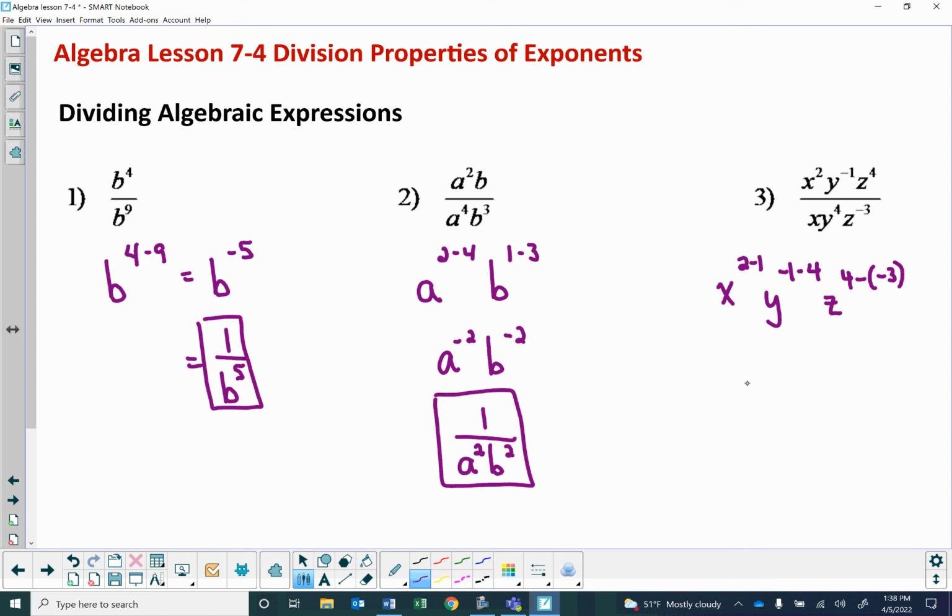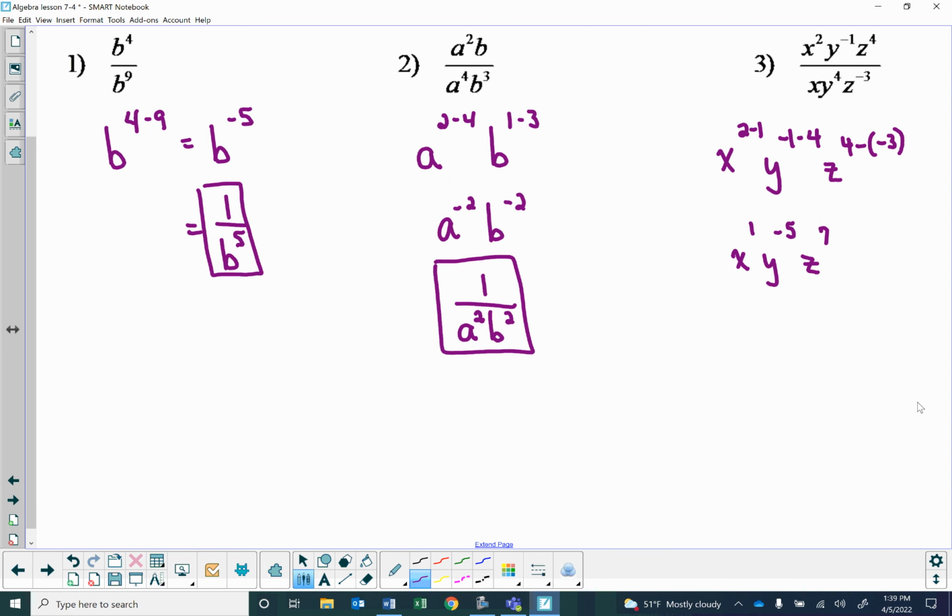So x to the 2 minus 1 becomes x to the first, y to the negative 1 minus 4 becomes y to the negative 5th, and z to the 4 minus a negative 3 becomes z to the 4 plus 3, or z to the 7th. The x is taken to a positive exponent, the z is taken to a positive exponent. The only one that's not taken to a positive exponent is the y.